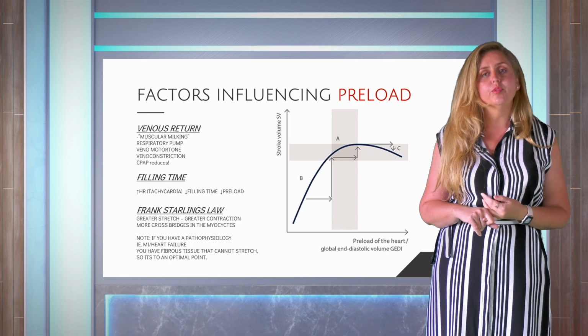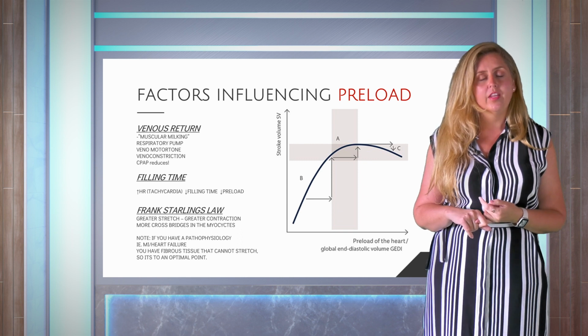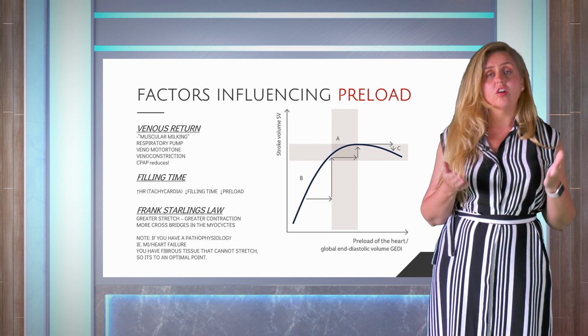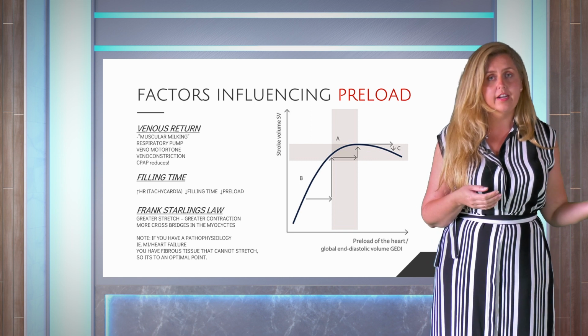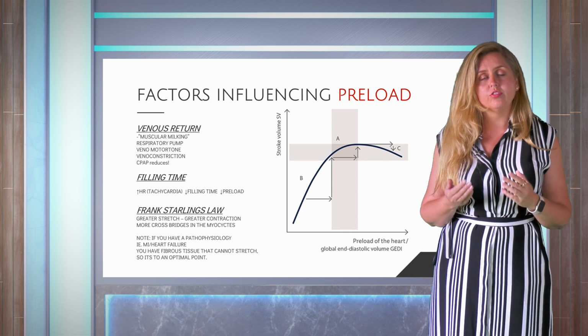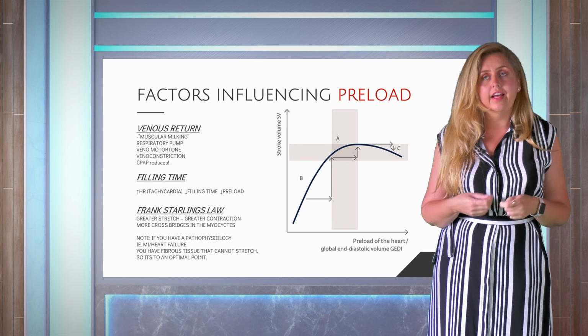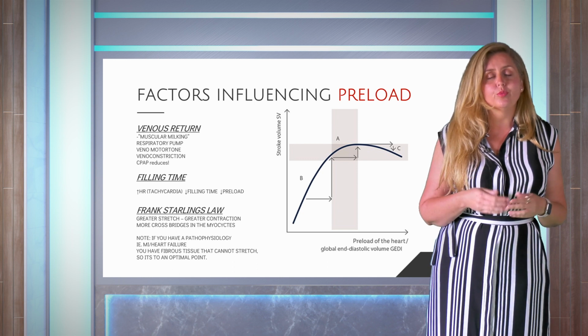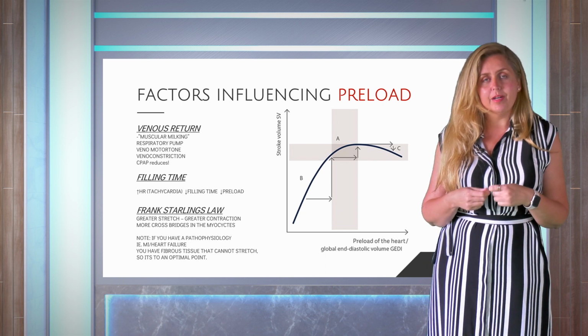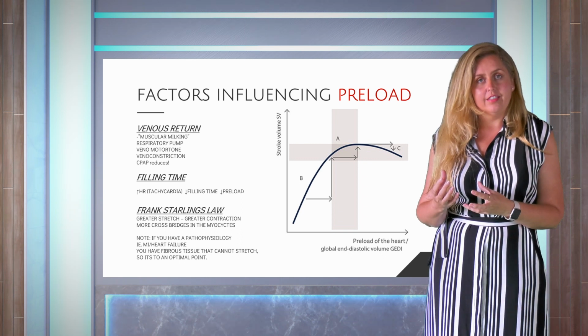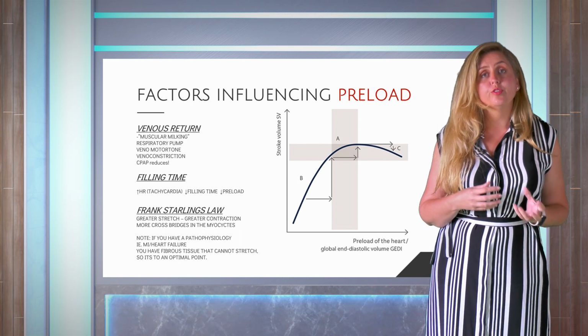Another factor that influences preload is filling time. So we said our cardiac output equation, as we increase the heart rate, we should get more cardiac output. And that is true to a certain extent. As we start running, our heart rate will respond. As we have a fever, our heart rate will respond, and try and keep our cardiac output at a certain level. But there's a caveat to that, and that is when we go too fast.